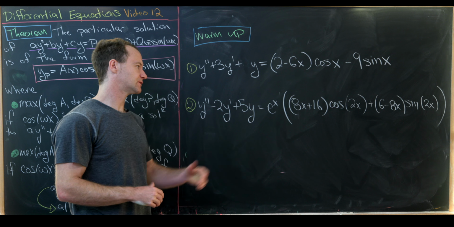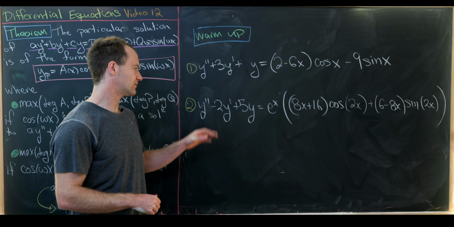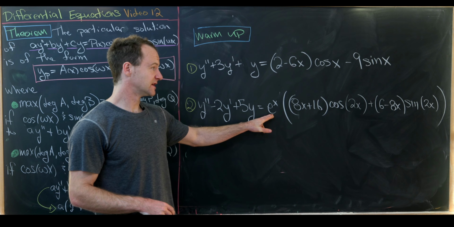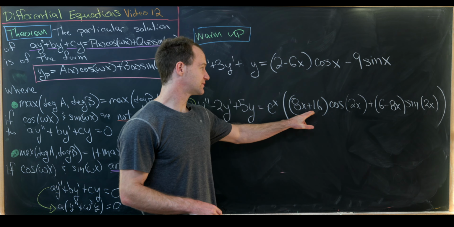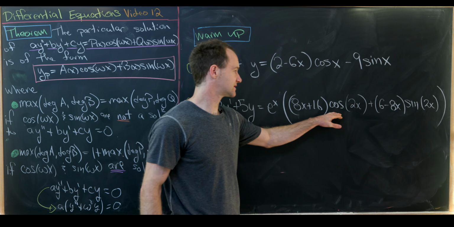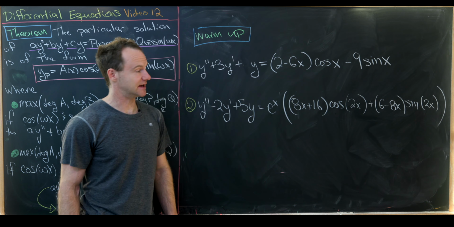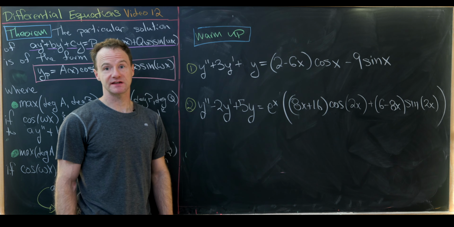Then the other one also involves an exponential function. We've got y double prime minus 2y prime plus 5y equals e to the x times 8x plus 16 times cosine of 2x plus 6 minus 8x times sine 2x. And that's a good place to stop.